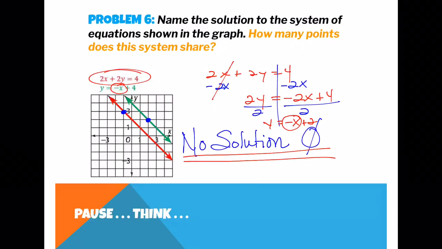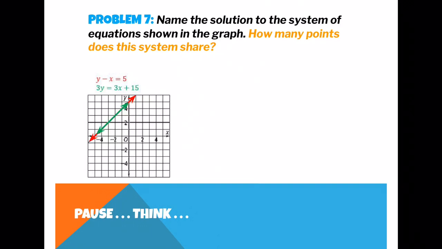All right, let's look at our last final example here. We have y minus x equals 5, and that's the red line peeking out from under the green line. And we have 3y equals 3x plus 15, and that's the green line on top of the red line. And we're being asked to name the solution to this system of equations. And I ask you again, how many points does this system share? It's difficult to tell because this is a pretty small graph, but it looks to me like these lines lie exactly on top of each other.